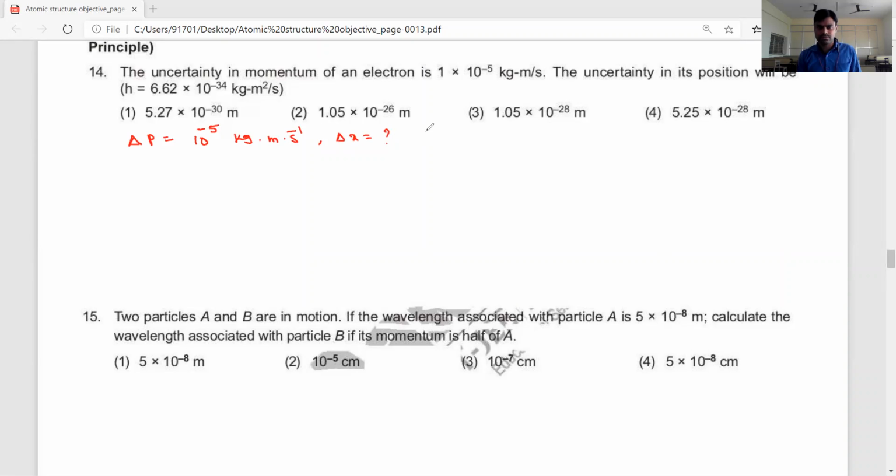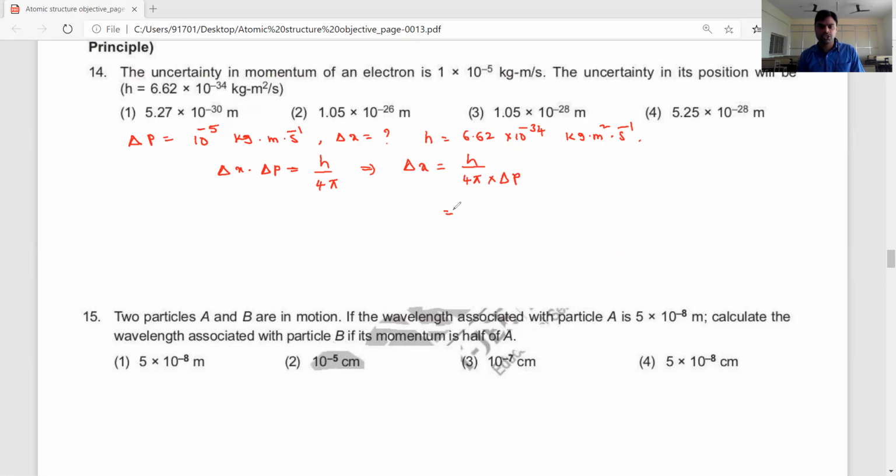h is equal to Planck constant is equal to 6.62 into 10 to the power of minus 34 joule second. Joule second is nothing but kg meter square second inverse. So what is the related formula? Heisenberg uncertainty formula is delta x into delta p is equal to h by 4 pi. From this what we have to calculate? Delta x we need to calculate. Delta x is equal to h by 4 pi into delta p.